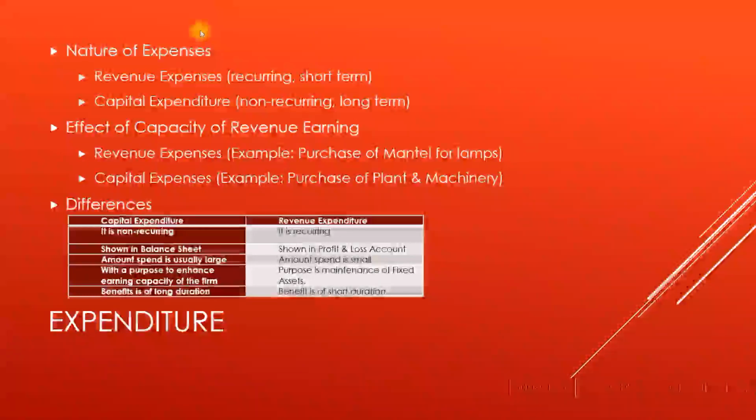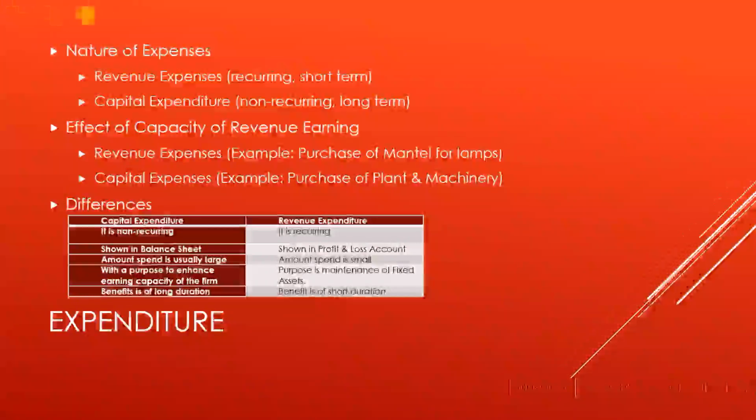So first, what is the nature of expenses? Depending upon a number of factors such as nature of expense, benefit from expenditure and effects on revenue earning capacity, an expenditure is termed as capital expenditure or revenue expenditure. So first is nature of expenses. Based upon that, what exactly is revenue expenses and what is capital expenditure?